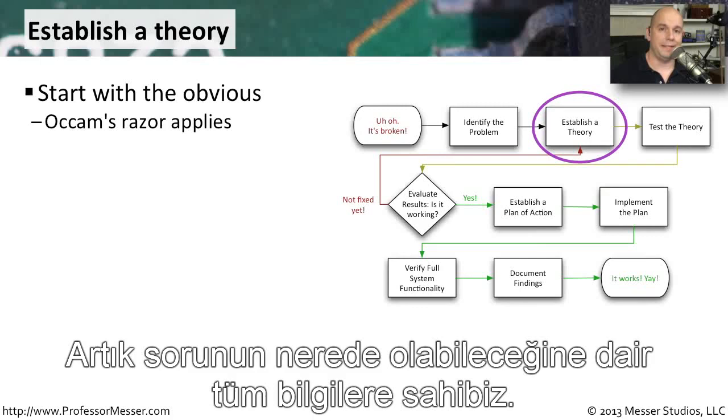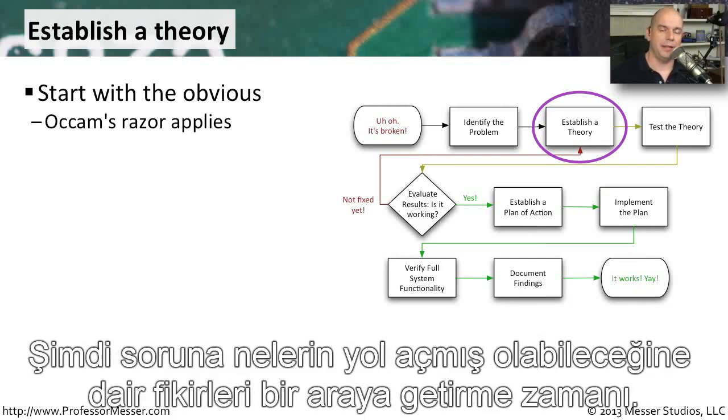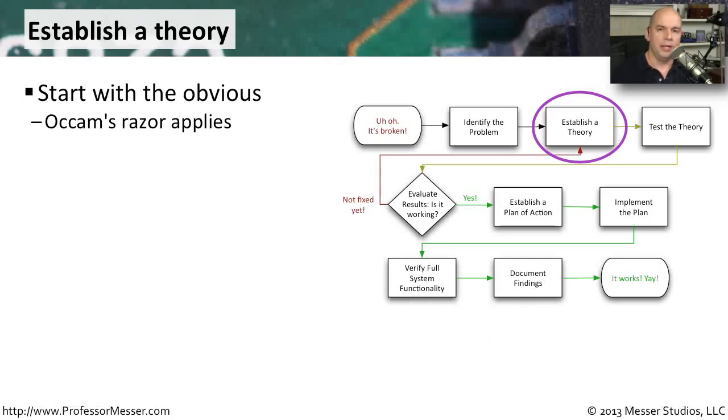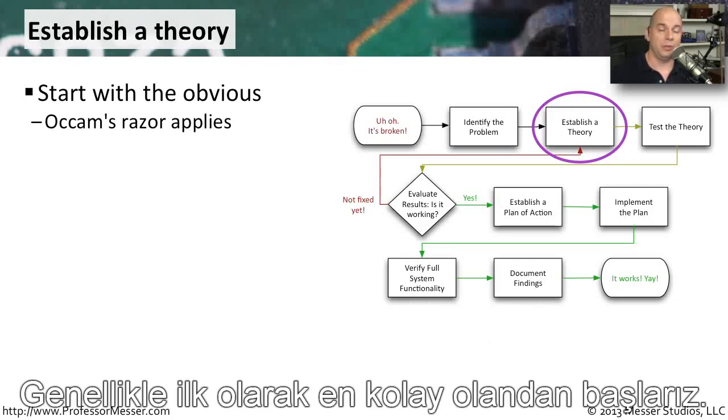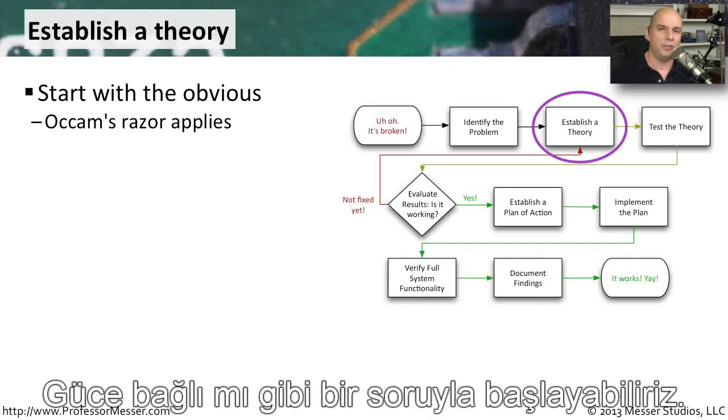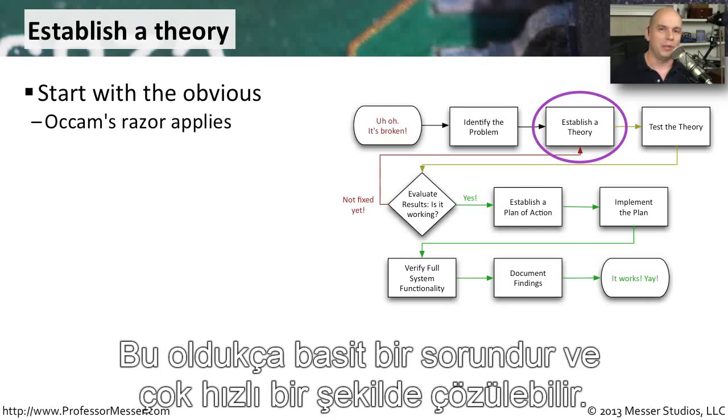Now that we have all of these details about where the problem might be, it's time to start piecing together some ideas of what's causing the problem. We need to come up with a few competing theories and determine which one of these is the one that we would like to choose. Generally, we start with the easiest ones first. Occam's razor says that we can find the simplest set of hypotheses and follow the simplest ones from the very beginning. That's why we ask questions like, is it powered on? That's a pretty simple problem, and it's one that you can check and hopefully resolve very quickly.